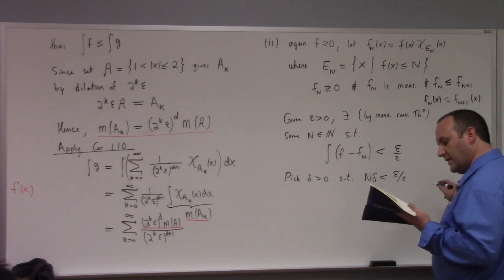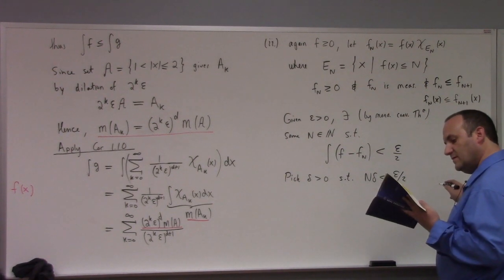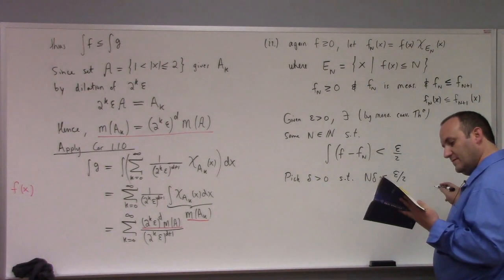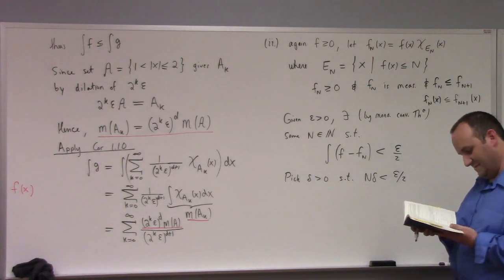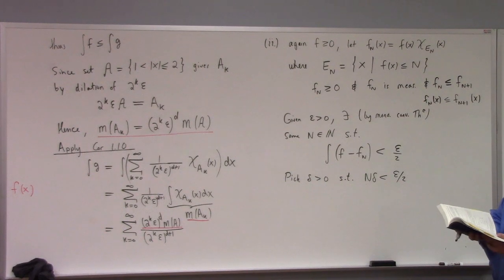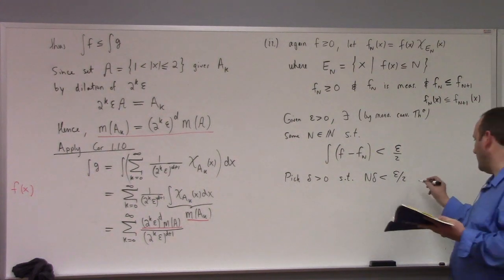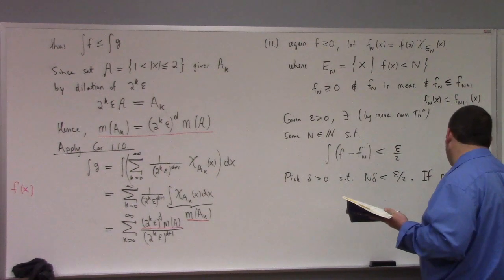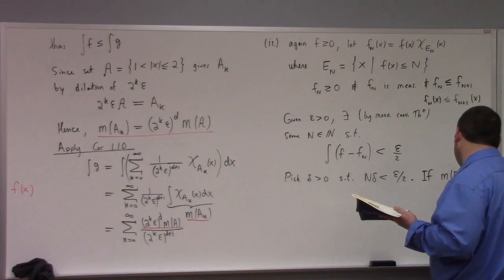What's this E he's talking about? Where's E? All of a sudden he's talking about E. Am I missing something here? Where's the E? Oh, if the measure of E is less than delta. Excuse me, I missed a very important word. If the measure of E is less than delta.